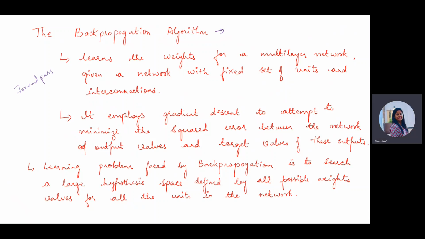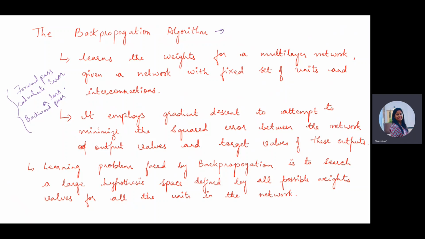The forward pass is nothing but doing the calculation similar to the single perceptron. After the forward pass, we calculate the error or the loss by using the loss function or the cost function. Then we perform the backward pass. Hence it is called the backpropagation algorithm.